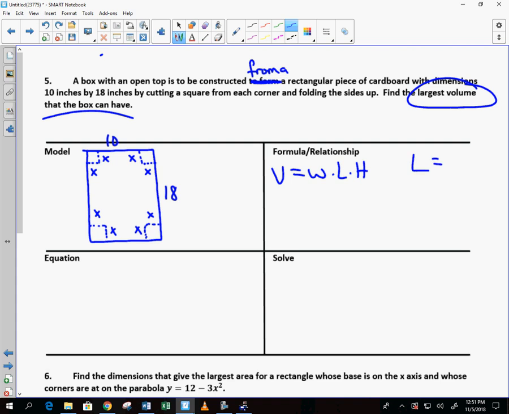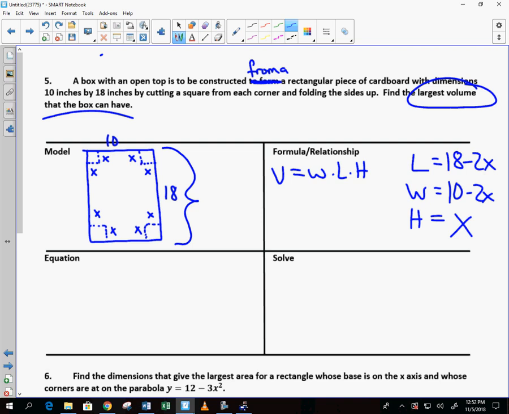Is the new length going to be more than 18, less than 18, or exactly 18? How much less than 18 is it going to be? Two of the x's, right? So the length is going to be 18 minus 2x. How about the width? 10 minus 2x. How about the height? x. When you fold it up, you can see it's going to be x units tall.